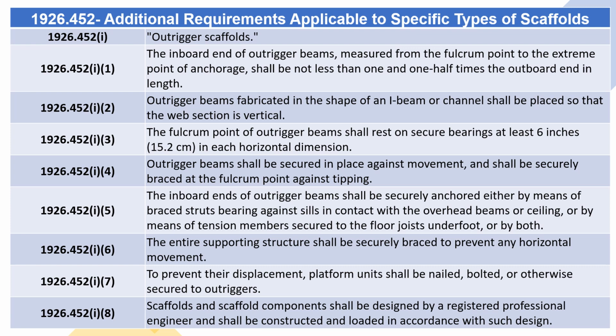The inboard ends of outrigger beams shall be securely anchored either by means of braced struts bearing against sills in contact with the overhead beams or ceiling, or by means of tension members secured to the floor joists underfoot, or by both. The entire supporting structure shall be securely braced to prevent any horizontal movement. To prevent their displacement, platform units shall be nailed, bolted, or otherwise secured to outriggers. Scaffolds and scaffold components shall be designed by a registered professional engineer and shall be constructed and loaded in accordance with such design.